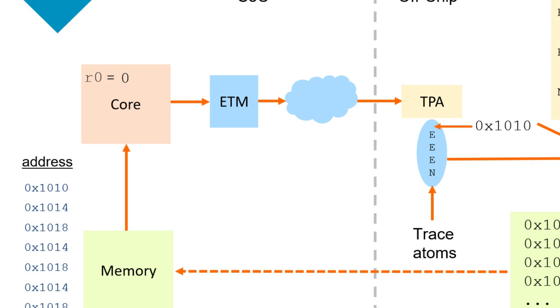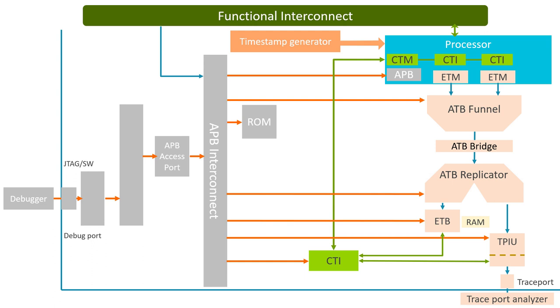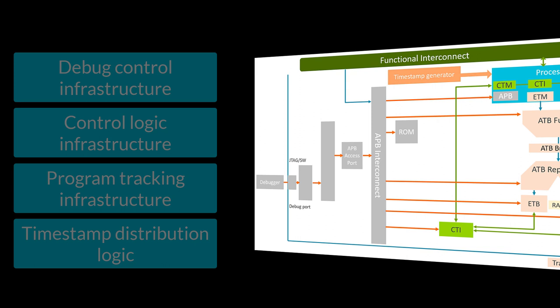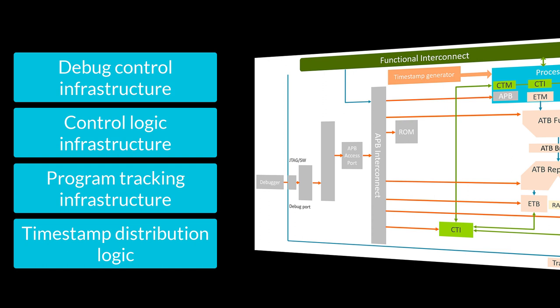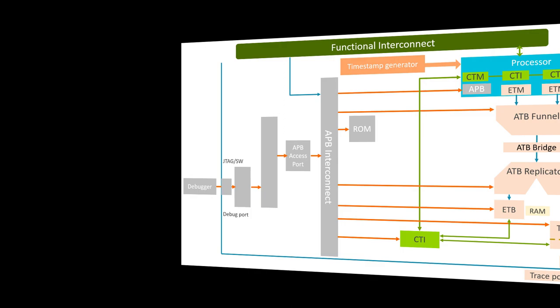The next section of the course looks at Arm's debug and trace infrastructure, the mechanism that allows you to connect to Arm's debug logic using an external debugger. We introduce all the main CoreSight components, namely the debug control, control logic and the program tracking infrastructures, as well as the timestamp distribution logic that is important when correlating activity across several ETMs.